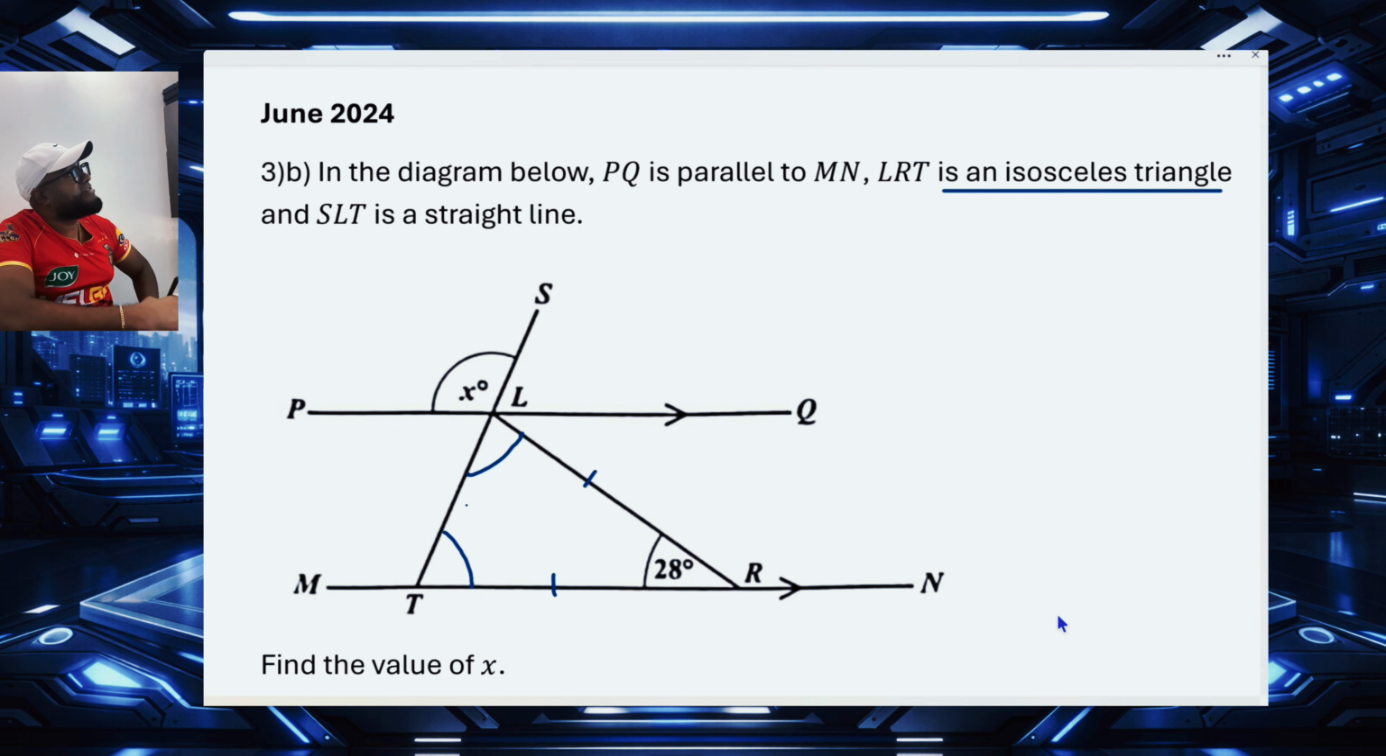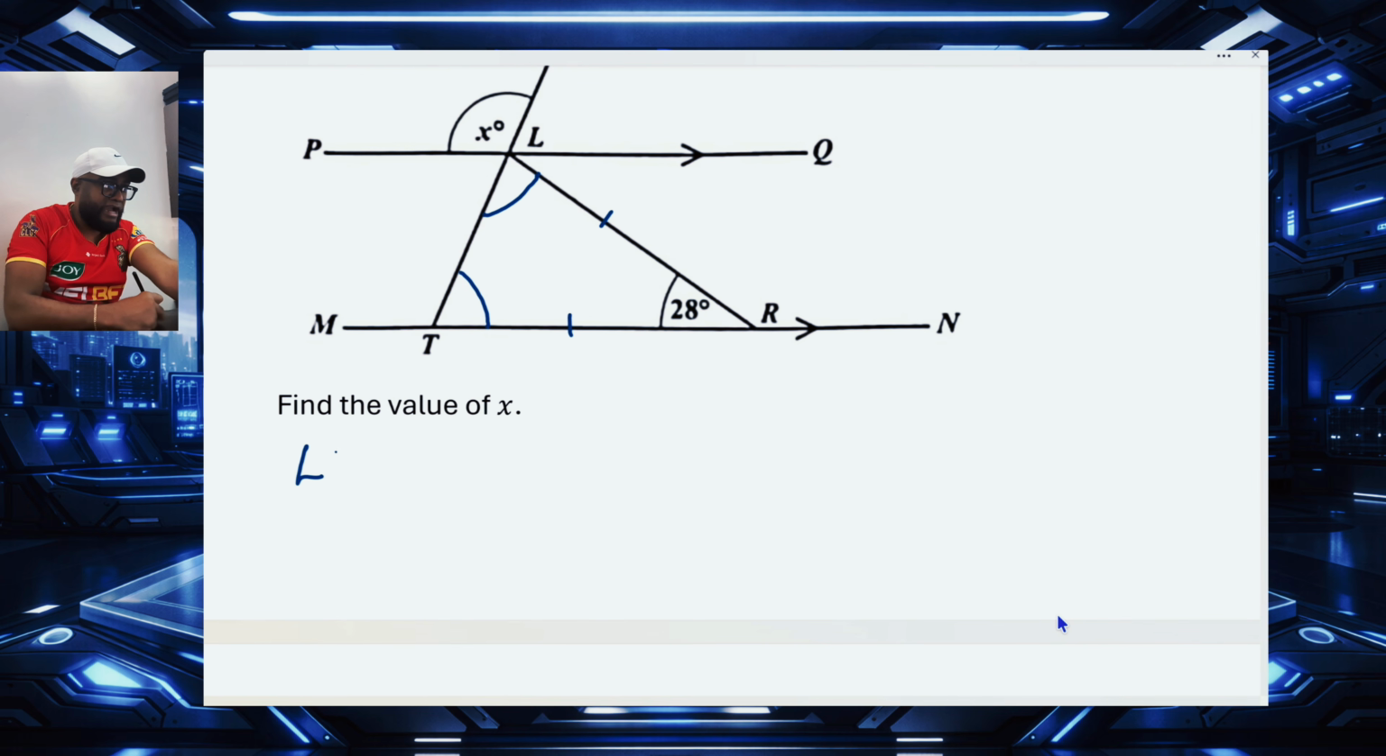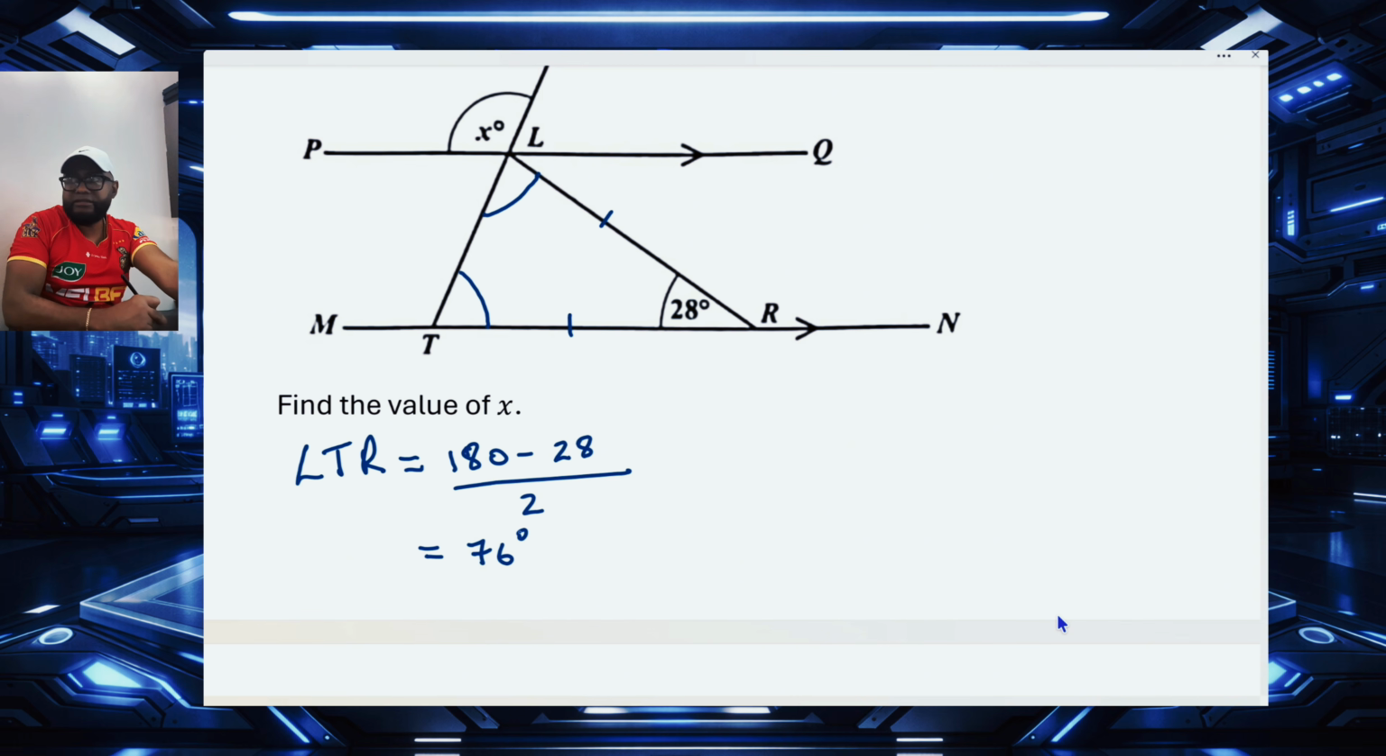So if we find these two angles here, what could we find after that? Let's find the two angles first. So I'm going to find LTR. LTR would be equal to 180 minus 28 all over 2, which will give me what? 76? 76 degrees, right? Now if he has 76 degrees, I put the 76 here also, right? But if he has 76, where else would be 76?